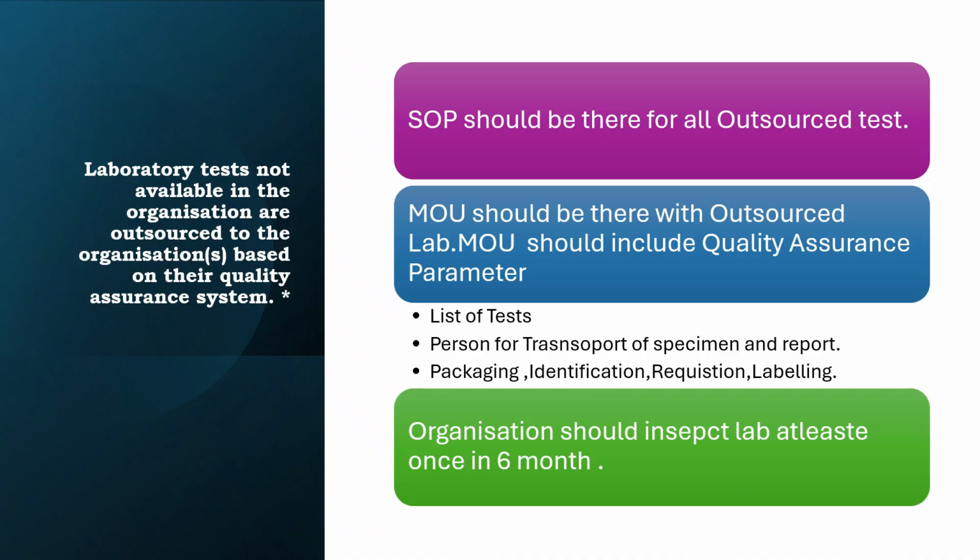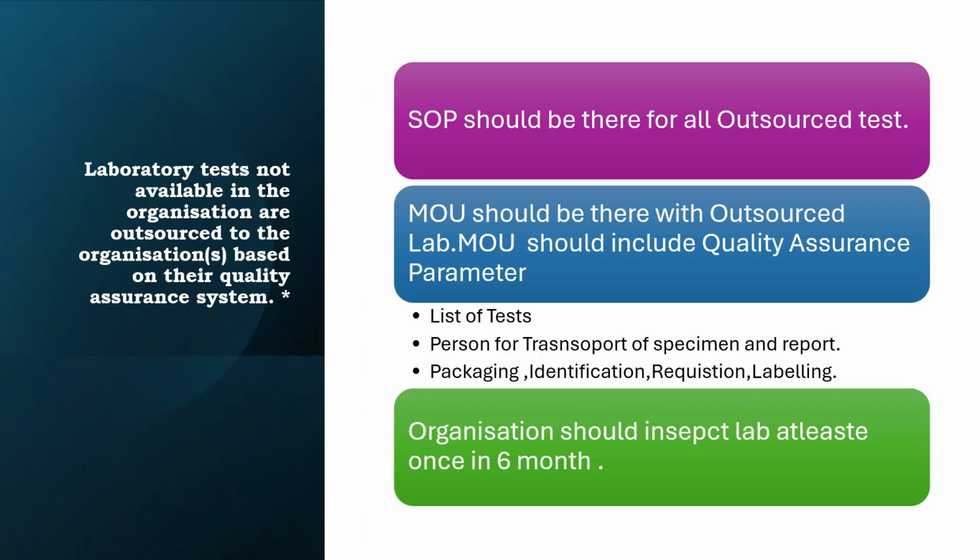An SOP should be there for all outsourced tests. For laboratory tests that are not available in the organization and which you outsource, there should be a written document on that. A quality assurance system should be followed. So an SOP should be there for all outsourced tests. In your SOP, the list of tests should be mentioned, and an MOU should be done. The MOU also you have to include in your SOP. One copy you can attach as an appendix. Whoever is transporting the specimen from the lab to the outsourced center, whoever is carrying the report, whoever is reporting the critical value, everything should be documented in the policy and MOU.